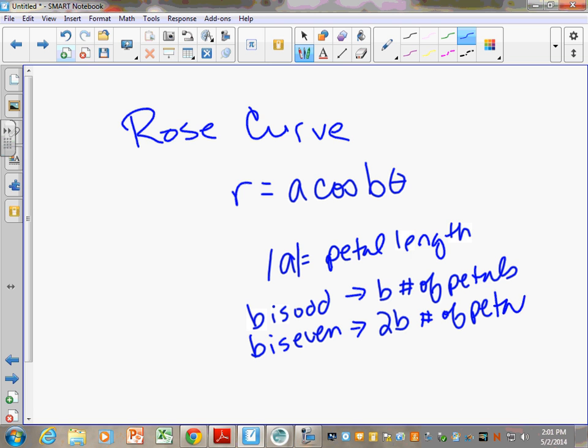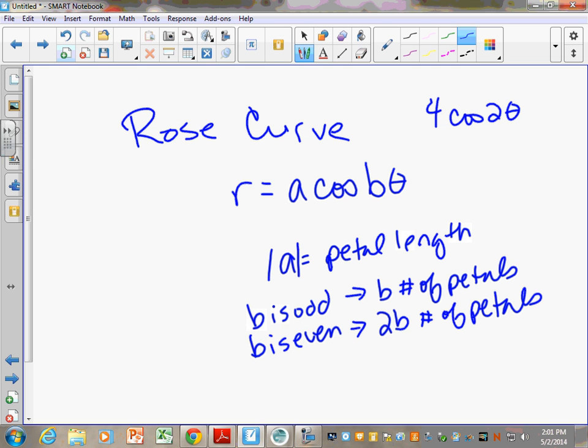So like the one we did on that worksheet, I don't remember if it was sine or cosine, but if it's 4 cosine of 2 theta, then 4 tells you the length of the petal is 4, and because 2 is even, that tells me there are 4 petals. The only difference between sine and cosine is the symmetry. Cosine is symmetric along the x-axis. Sine is symmetric along the y-axis. But if there's an even number, the petals are going to be symmetric over both.